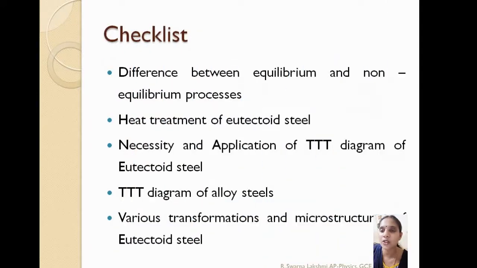So a quick checklist of whatever we have seen in this lecture. We have seen the difference between equilibrium and non-equilibrium processes, heat treatment of eutectoid steels, which are classified as annealing, normalizing, austempering, tempering and quenching, necessity and application of the TTT, time temperature transformation diagram of eutectoid steel, time temperature transformation diagram of alloy steel, and the various transformations and microstructures that arise in case of eutectoid steels.